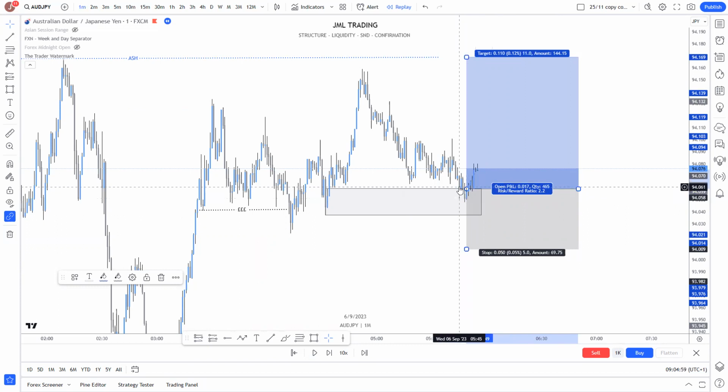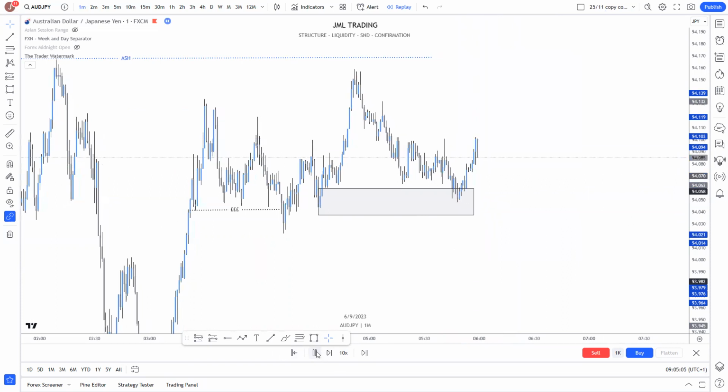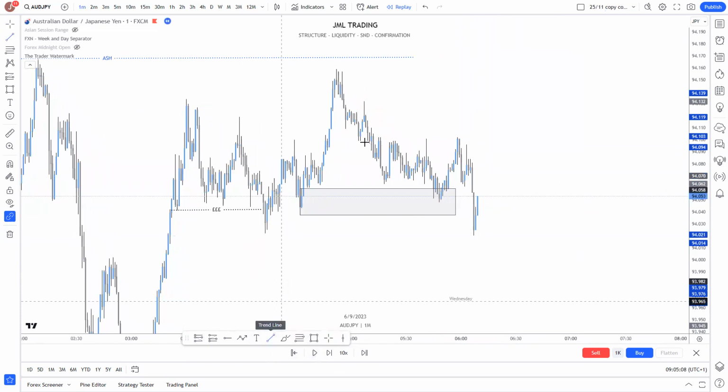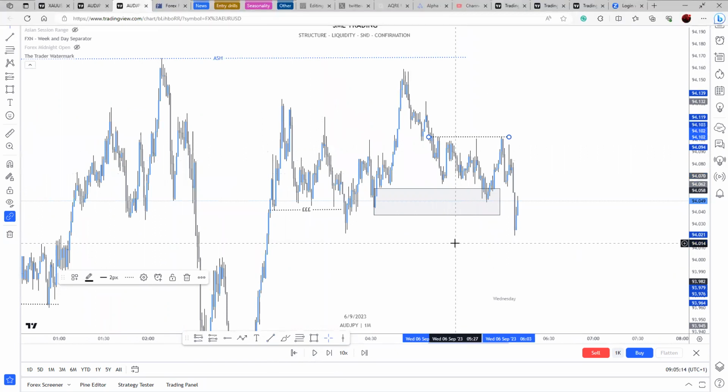But I like to wait for that impulsive move, so there wasn't quite an entry there for me. So I was waiting for it to pull back to see if we can get a better price. And what did we do? We created these equal highs just up here. So again, creating more equal highs for us to look to run.